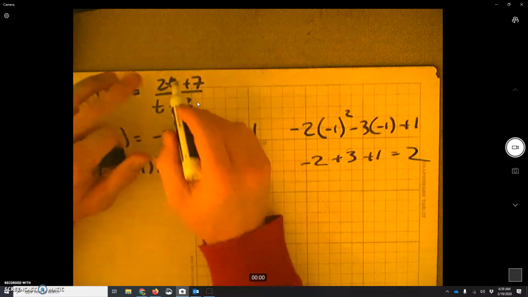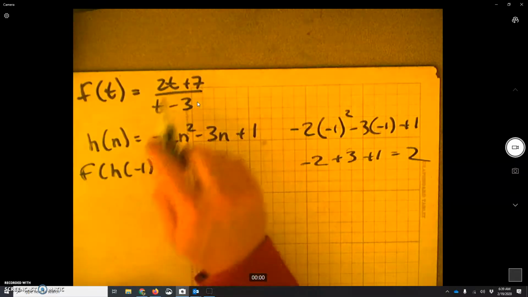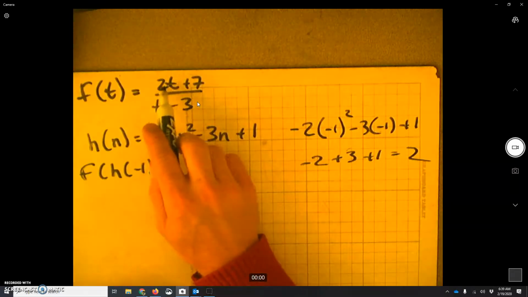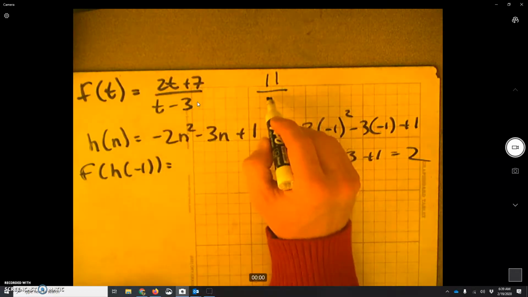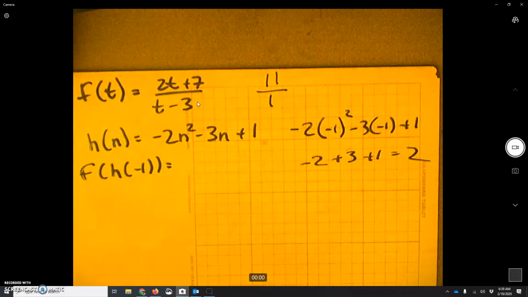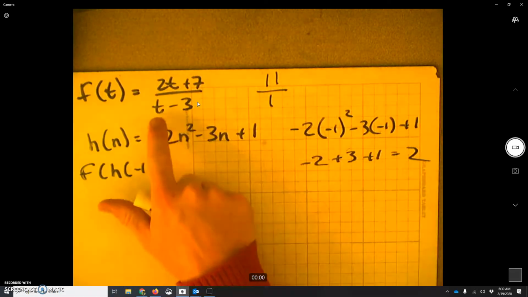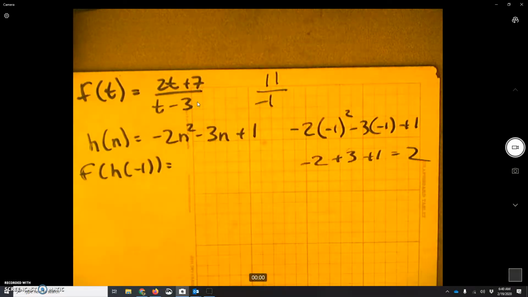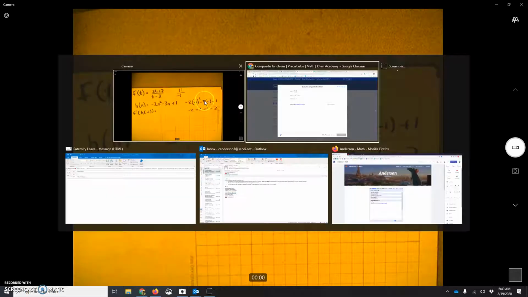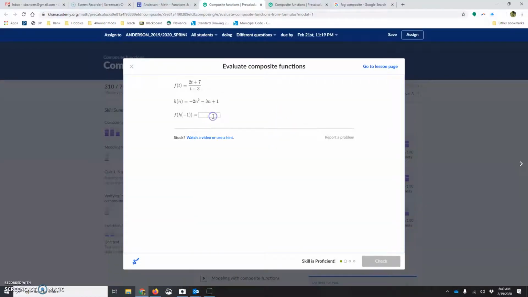So 2 goes in up here. And we have t's in both spots. So 2 times t is 4 plus 7 is 11, over 4 minus 3 is 1. 11 over 1. Sorry, that's a mistake. I said 4 for some reason. We have a 2. So it's 2 minus 3 is negative 1. So we're going to have a negative 11. I don't know why I said 4 there. That was weird. There's not a 4 on the board.